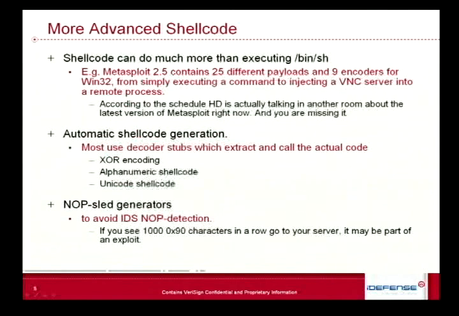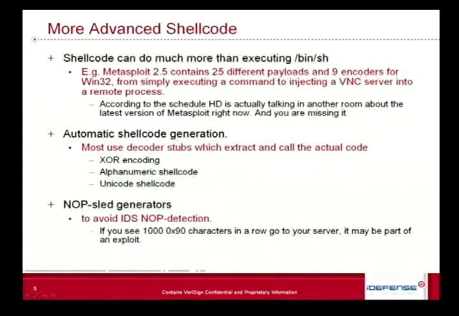Where are we at today? Much more advanced state of affairs. H.D. Moore is speaking in one of the other rooms right now on Metasploit, and even the current production version of Metasploit 2.5 already gives us 25 different payloads, 9 encoders. We're not talking about just launching a remote shell. We're talking about things like injecting a VNC server. So there's some pretty cool stuff.